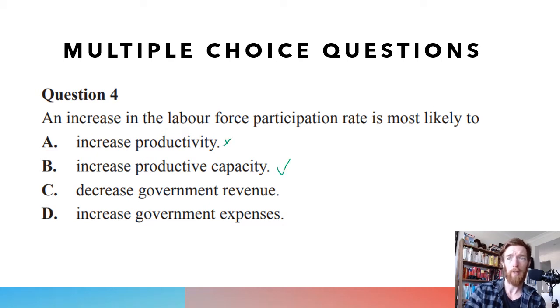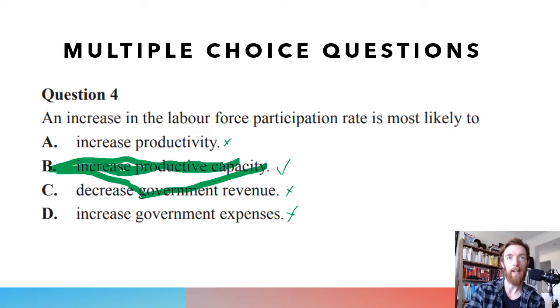Decrease government revenue. Well, if more people are actively looking for work, it's not really going to affect government revenue in the short term. When they get a job, it's going to increase government revenue because of more tax, and it's going to decrease government expenses because of paying less welfare. So both of these are incorrect as well, which gets us to that first one, increased productive capacity, which is the right answer. Whoa, that was a terrible highlight, but that's what we're going with there.